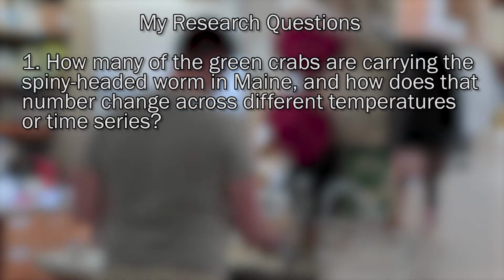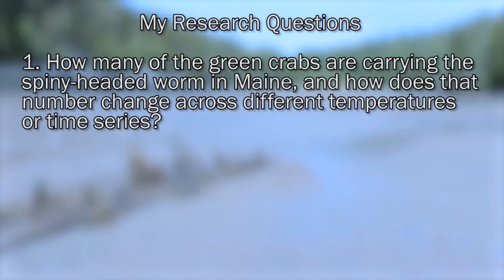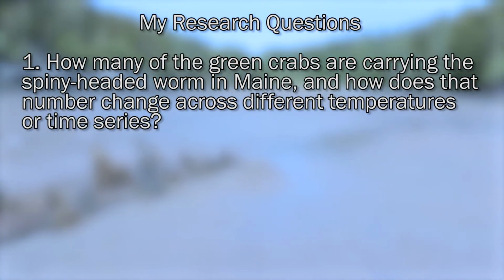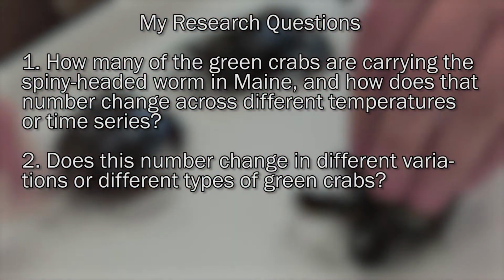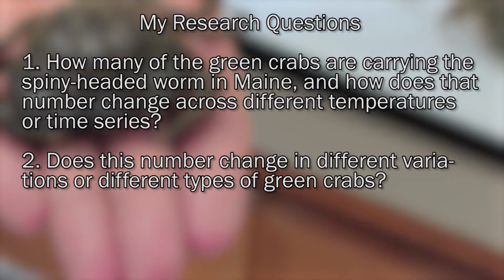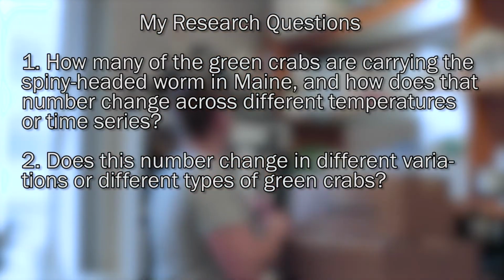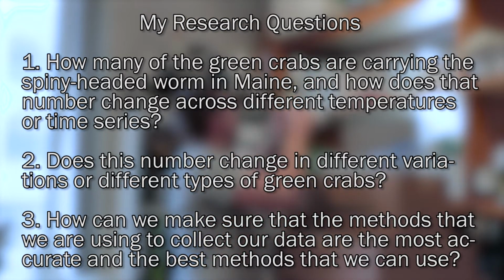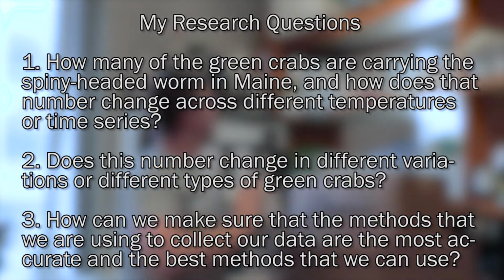My first question is how many of the green crabs are carrying this spiny-headed worm in Maine, and how does that number change across different temperatures or time series? My second question is, does this number change in different variations or different types of green crabs, like red or green, male or female, etc.? And my third question is, how can we make sure that the methods that we are using to collect our data are the most accurate and the best methods that we can use?